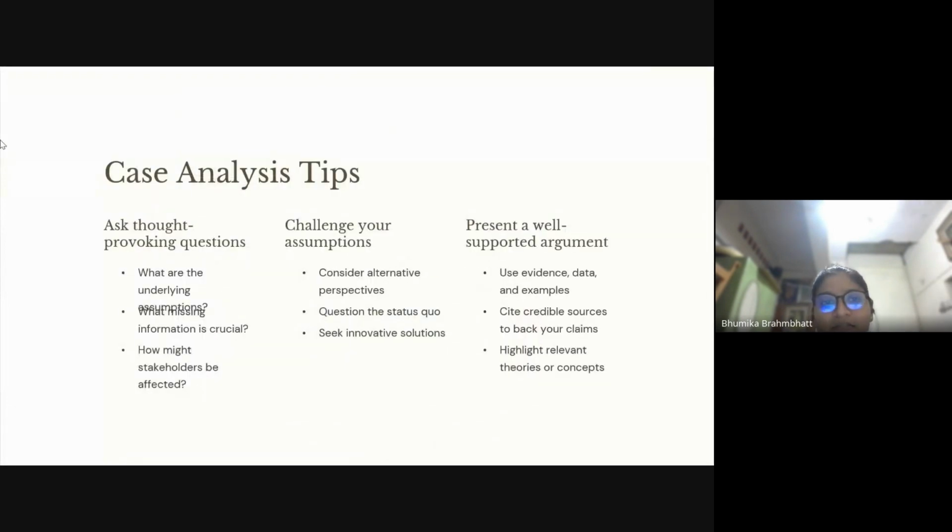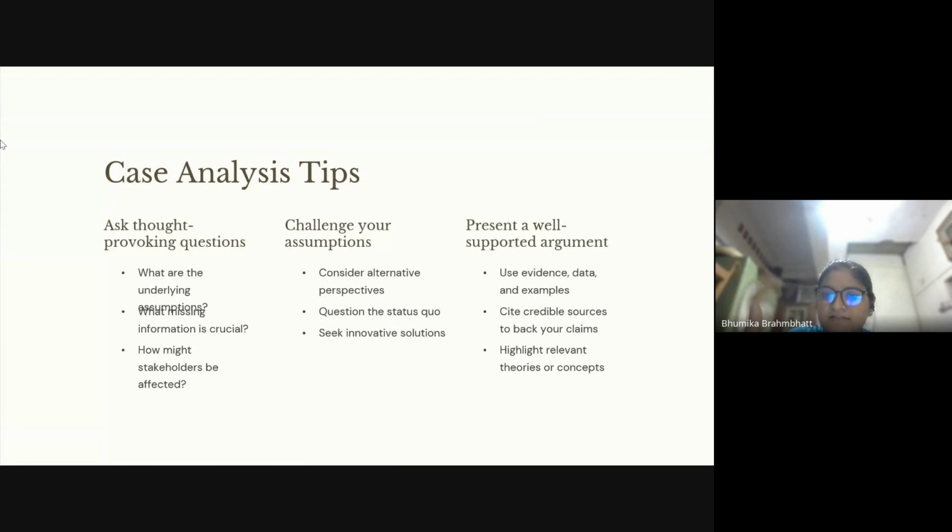Here are the tips which I have provided for all of you. You can keep them in mind while doing the case analysis. Ask thought-provoking questions. You should ask yourself that if the case happened like this, the facts should be like this. Then you read and find that the facts did turn out exactly like that.